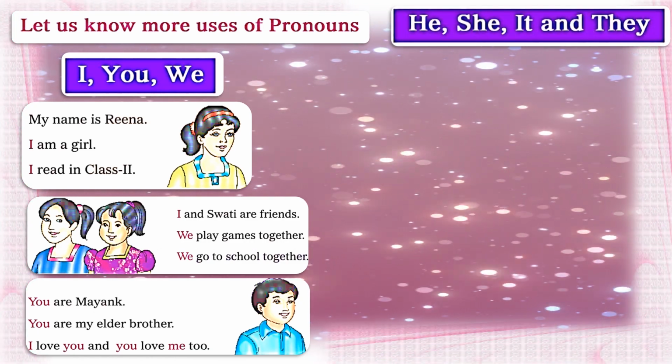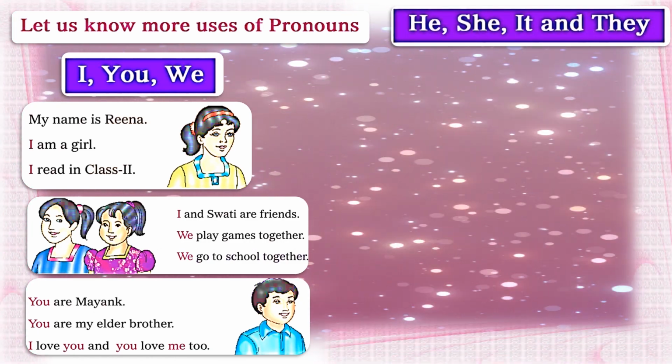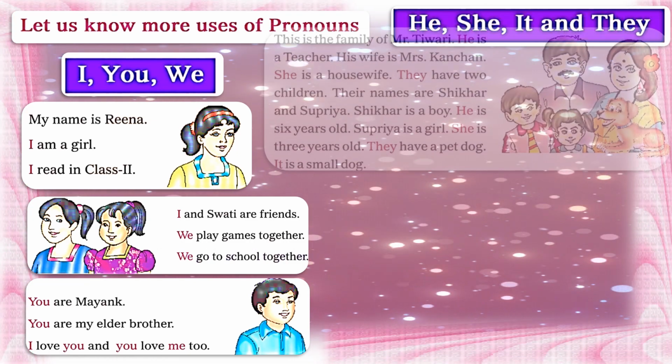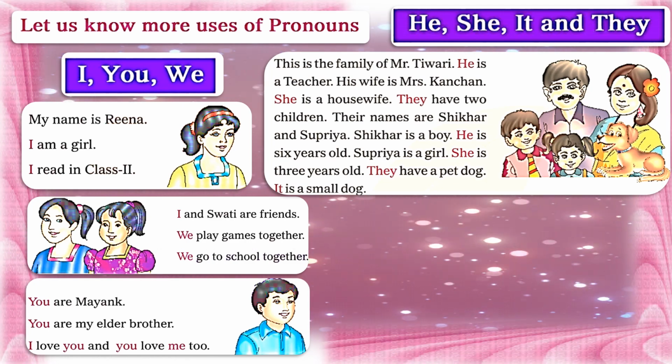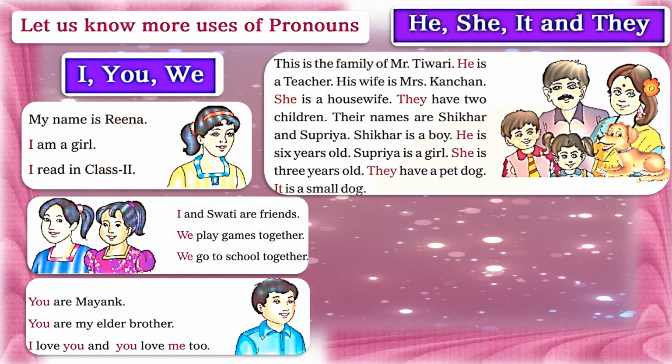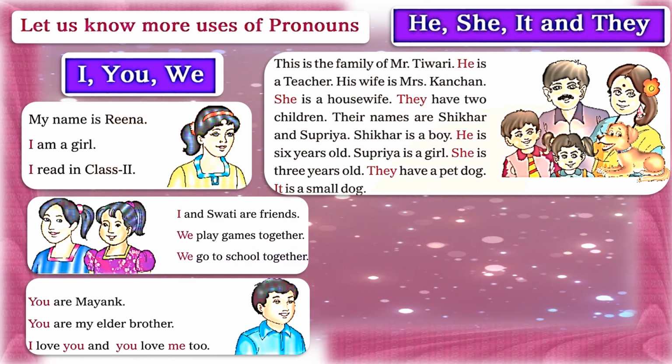He, she, it, and they. Where are we going to use these? Let's see. This is the family of Mr. Tiwari. He is a teacher. His wife is Mrs. Kanchan. She is a housewife. They have 2 children. Their names are Shikhar and Supriya.